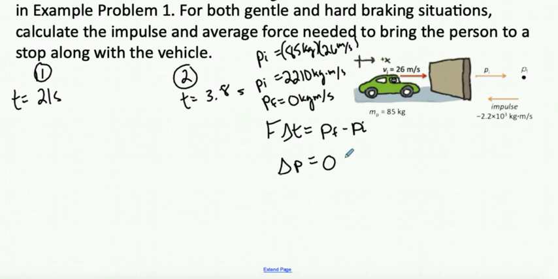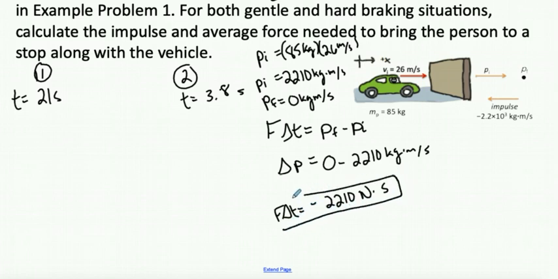So it's going to be 0 minus 2,210 kilograms times meters per second. So our change is just negative 2210. And if we wanted to make that in labels of impulse, that is going to be Newton seconds. Okay, so that's going to be our impulse that we're going to be using. And now, so let's do this, F delta T. So our impulse equals that.